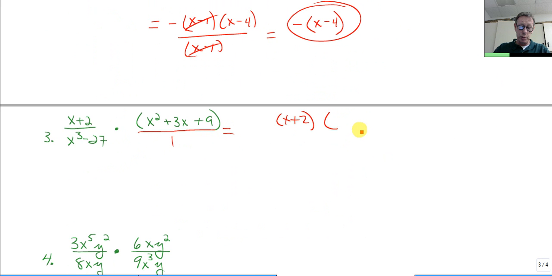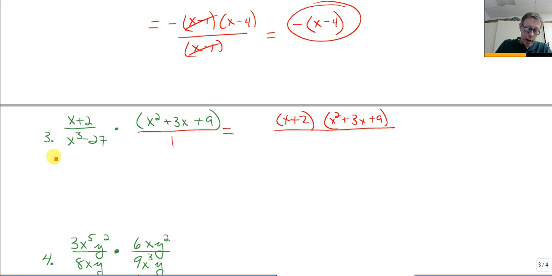That would be two numbers that add together to give me 3 and multiply together to give me 9, and right now there are not any that do that, so let's go ahead and write it like this. That's already factored. Now we have a difference of cubes.